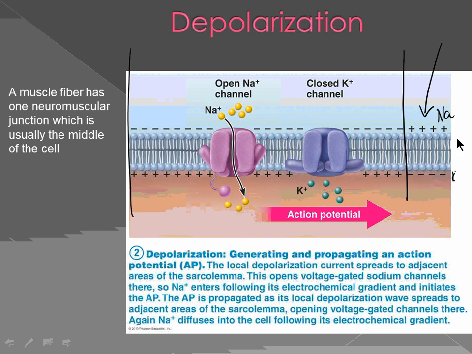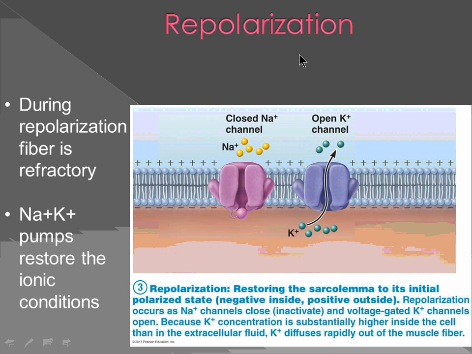As it does that, and now this will start getting depolarized, this has to come back to normal so that it can get ready for the next nerve impulse, okay? So that process, when it tries to come back to normal, is known as repolarizing. That means restoring the sarcolemma to its initial polarized state, where it's negative inside and positive outside.